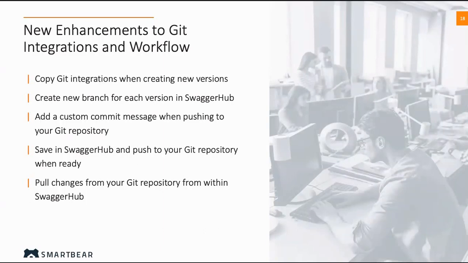We've separated the ability to save and push. Before, the save button would do everything. It would save within SwaggerHub and push to your Git repo. And we wanted to match many people's Git workflows. So as you save within SwaggerHub, it's not pushed to your repository until you're ready for that. And additionally, you can pull those changes back out of the repository.